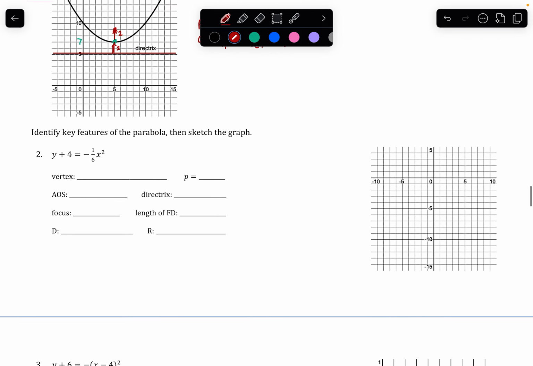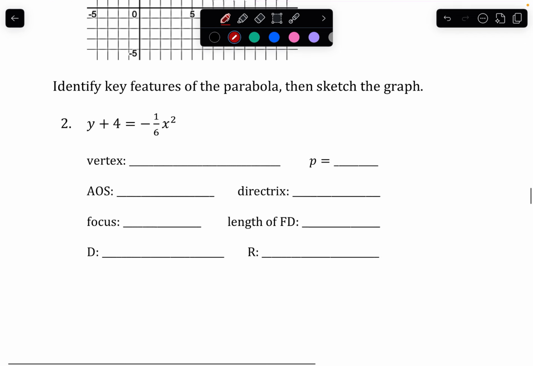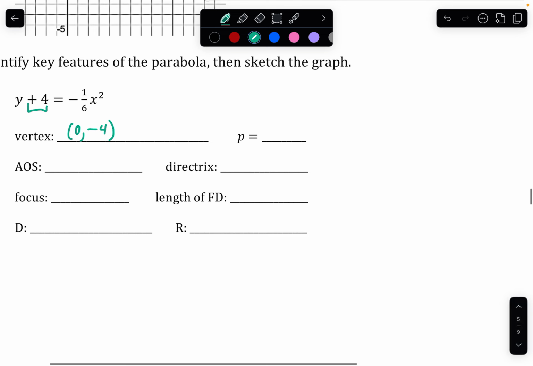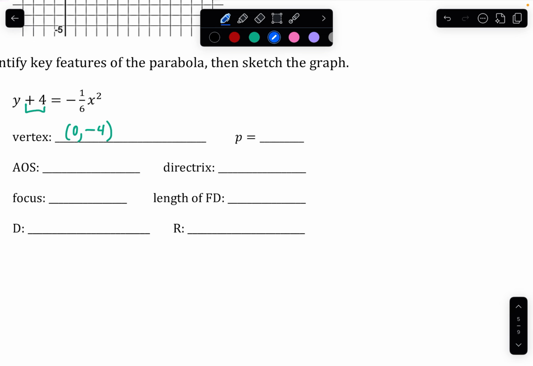Okay, next example, they're giving us the equation. Because there's no parentheses with x, that means your x coordinate is 0. Then here I'm seeing a +4 with y, and so that means my y coordinate is -4. We don't have the p value in the equation, we have the a value. And here a is -1/6.